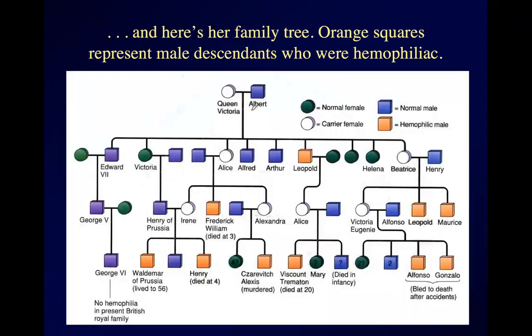And here's her family tree. So she, being female, had 2 X chromosomes, and one of them was carrying a hemophilia allele, and I'll write that as X with a little h. Prince Albert, her beloved consort, Albert of Saxe-Coburg-Gotha, being male, had an X chromosome and he had a Y chromosome.